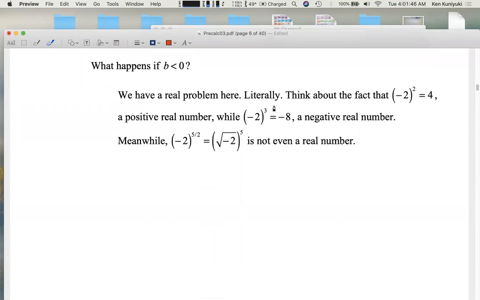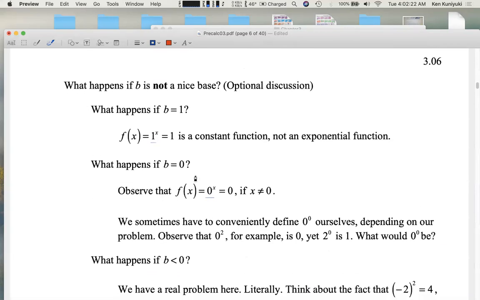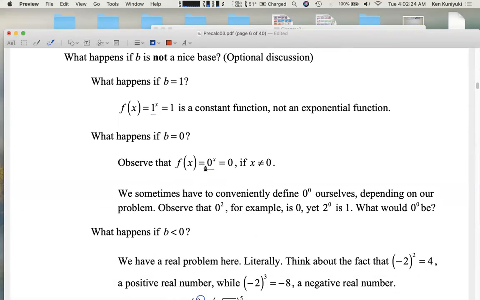If b is negative, we have a real problem, literally. So, for example, let's say -2 is our base b. It's not nice. If that's raised to the 5/2, ultimately, because of the 2 over here, you're taking a square root. And right now we have a problem if we have the square root of a negative number. So this is not even a real number for this value of x, the 5/2. So if your base is negative, you literally have a real problem, and I won't mess with you in that sense. These bases will not give you exponential functions.